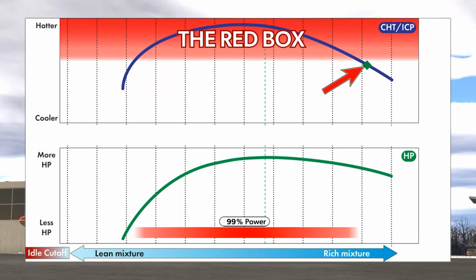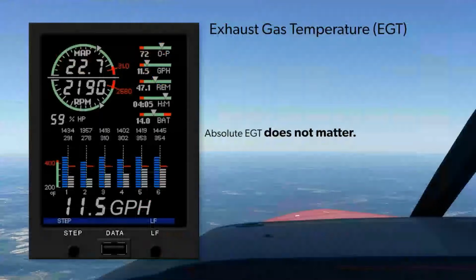So again, we've kind of just been all conceptual at this point. How do we actually quantify this? The way that we typically do it is by using EGT, exhaust gas temperature, as a reference. And I want to lead on EGT with the fact that the absolute number doesn't matter. EGT is not something that's harmful for the engine. High EGTs are not a problem.